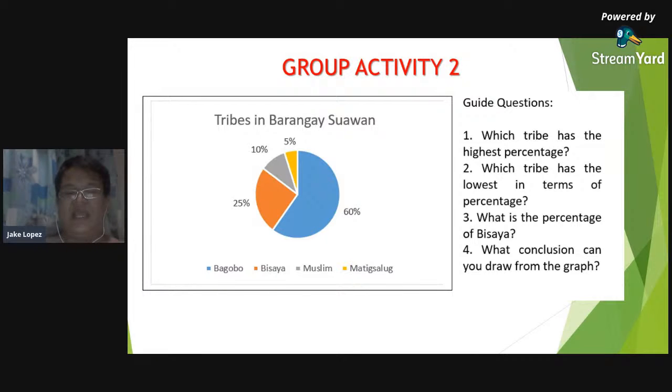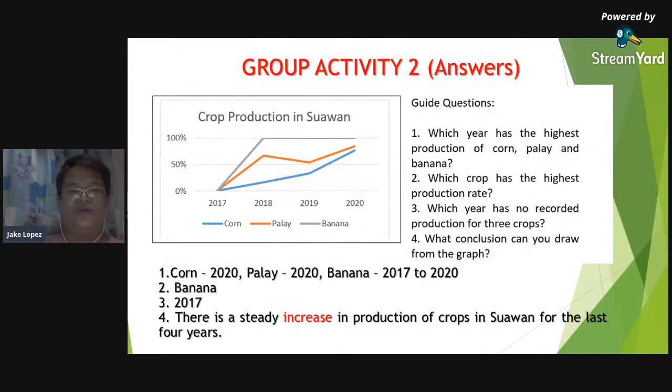And what conclusion can you draw from the graph? So the conclusion would be that the population of tribe in Barangay Sawawan consists mainly of Bagobo. I mean, the major tribe that has the most number of population is Bagobo. All right. So we have the group activity number two. So yun, there's a steady increase yun, yung answer natin kanina.